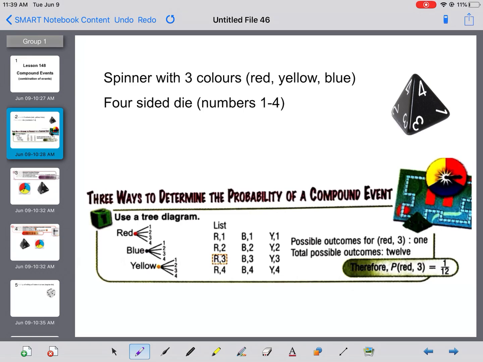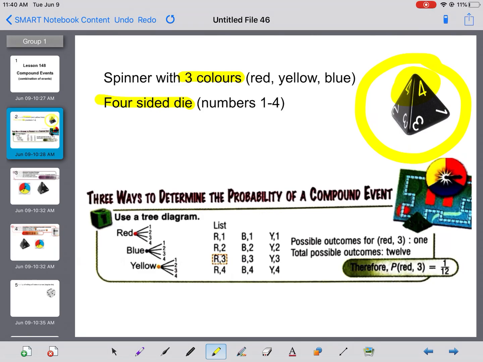So we're going to take the example from the textbook. The example was somebody was playing a game, and for this game they had to spin a spinner that had 3 colors, and they also had to toss a 4-sided die. And I looked up a picture for you so you'd know what that would look like. 4-sided, it's a pyramid, and then whatever comes up on the top, that's what your result is for that toss.